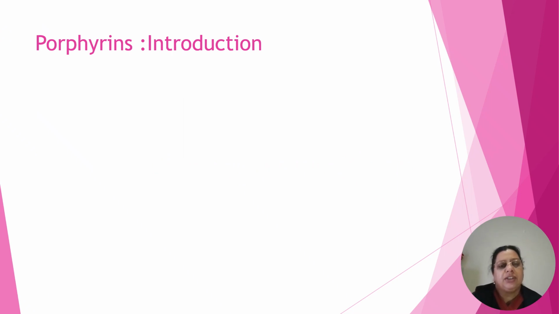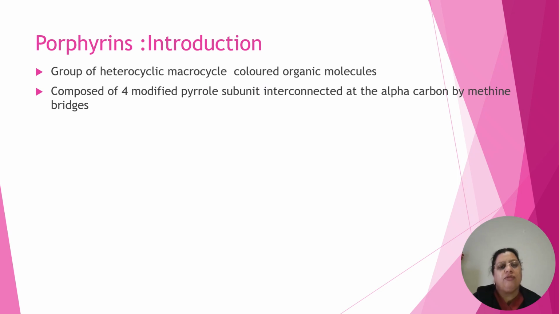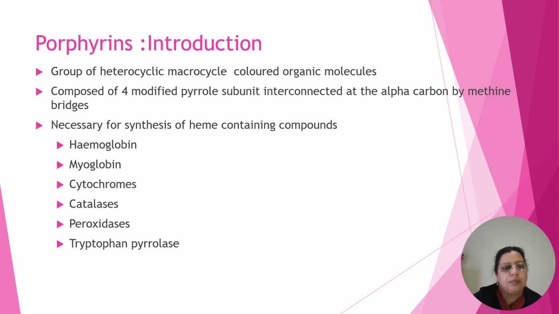Let's first start with the introduction to porphyrins. Porphyrins, as you all know, are a group of heterocyclic macrocycle colored organic molecules. They are composed of four pyrrole subunits interconnected at the alpha carbon by methane bridges. They are necessary for synthesis of heme-containing compounds, most important being hemoglobin. Then comes myoglobin, and then various enzymes like cytochromes, catalases, peroxidases, and tryptophan pyrrolase.